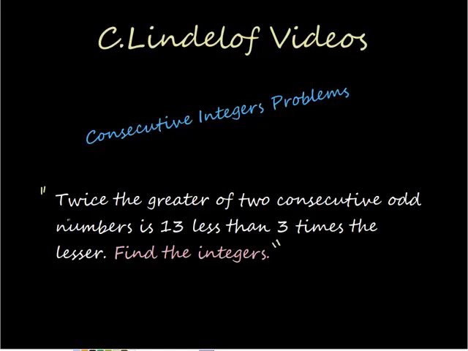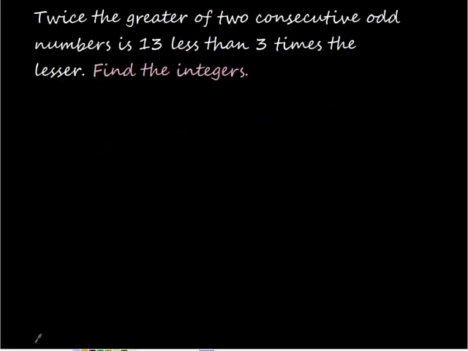The problem that she gave was that twice the greater of two consecutive odd numbers is 13 less than 3 times the lesser number. Golly, that's a ton to get my head wrapped around. However, there are some basic things with consecutive numbers.